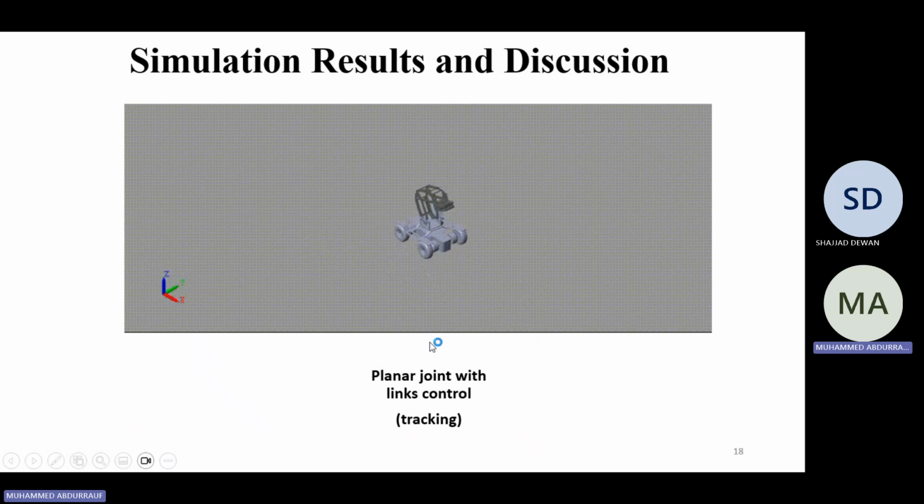Now, this is basically the simulation. So we can see it following the circular path. That is the base following the circular path. Now, the idea is after a period of time, the links also start following a specific trajectory that has been set for them, and it extends outwards, then comes back inwards. So this is what we are observing here.